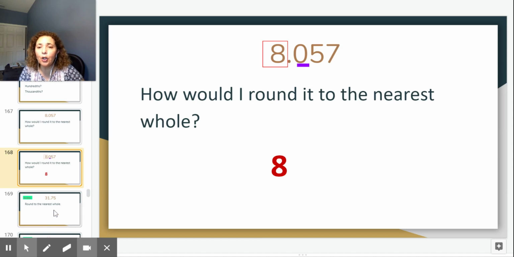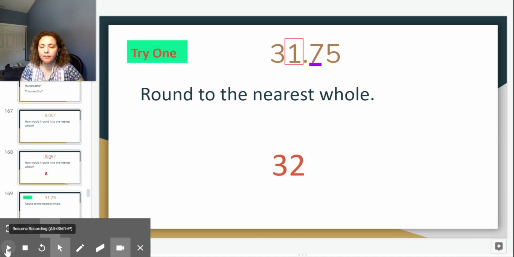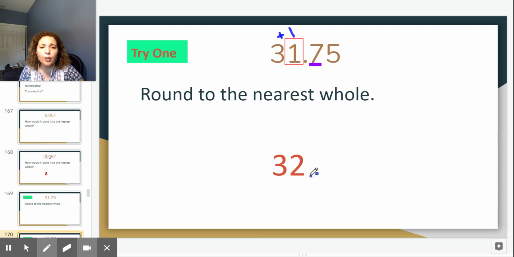All right, so now you try one. So here is our number, 31 and 75 hundredths. Round it to the nearest whole and then come back to me. All right, did you get 32? Or you could have put a decimal .00. That still would be the same, right? Because 32 is the same thing as 32.00. Either way would be correct.